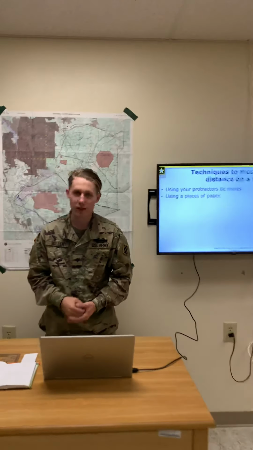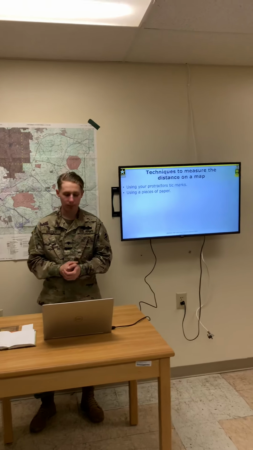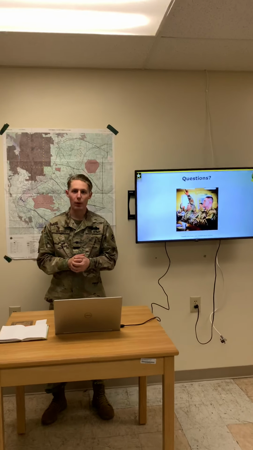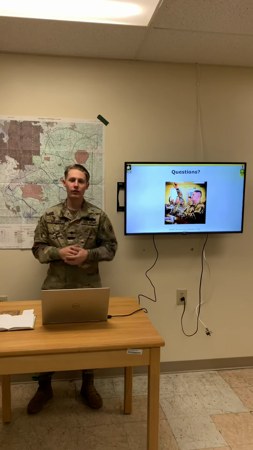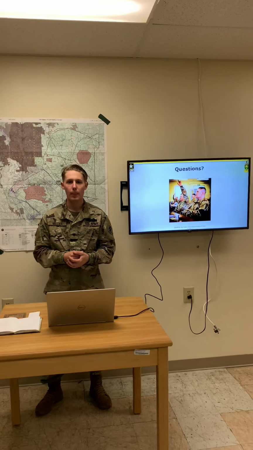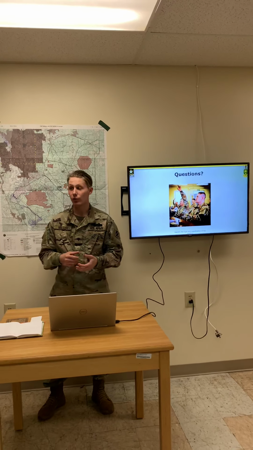And those are 2 techniques on how you can determine the distance on a map right there. Do you guys have any questions? Yes. Do geological features affect the distance between my 2 points? Yes, to a certain extent.